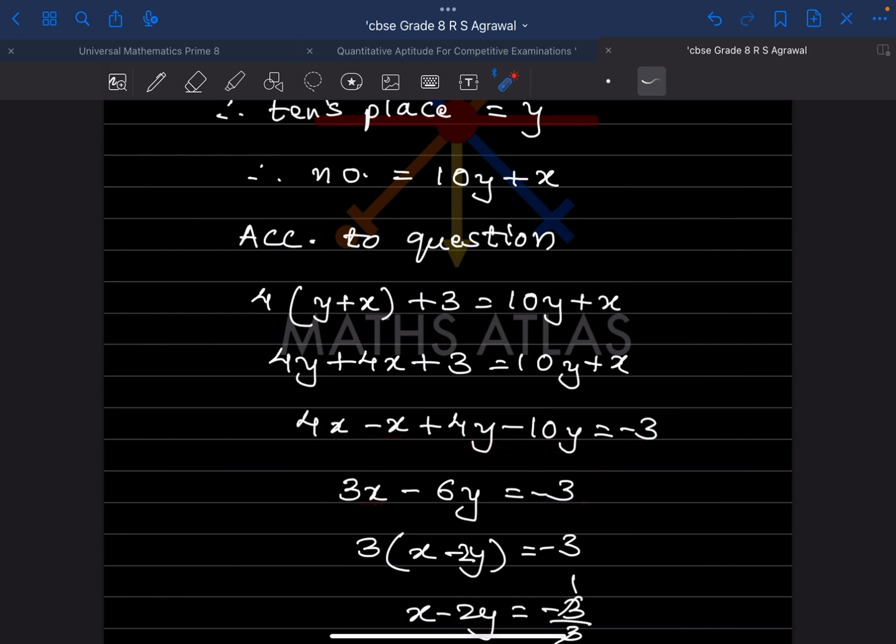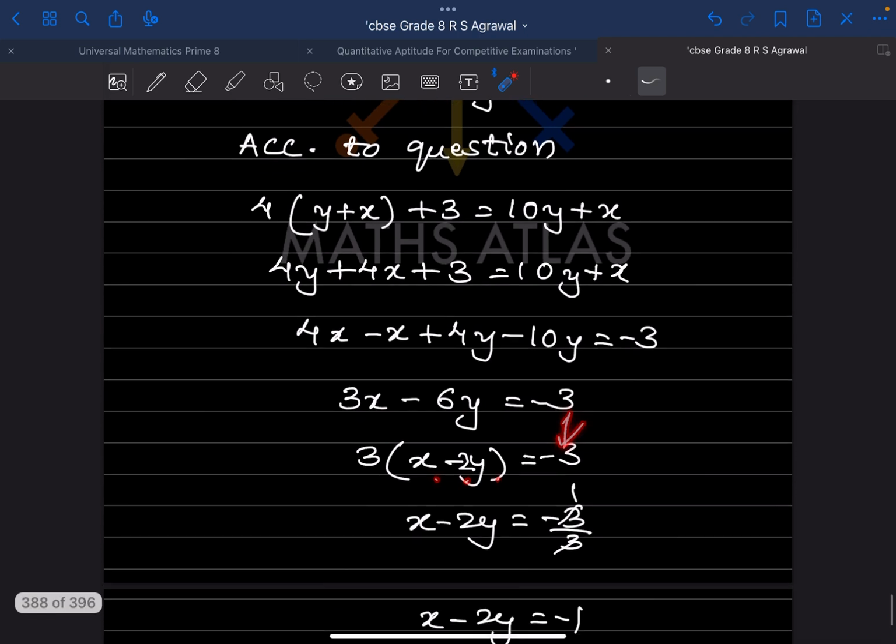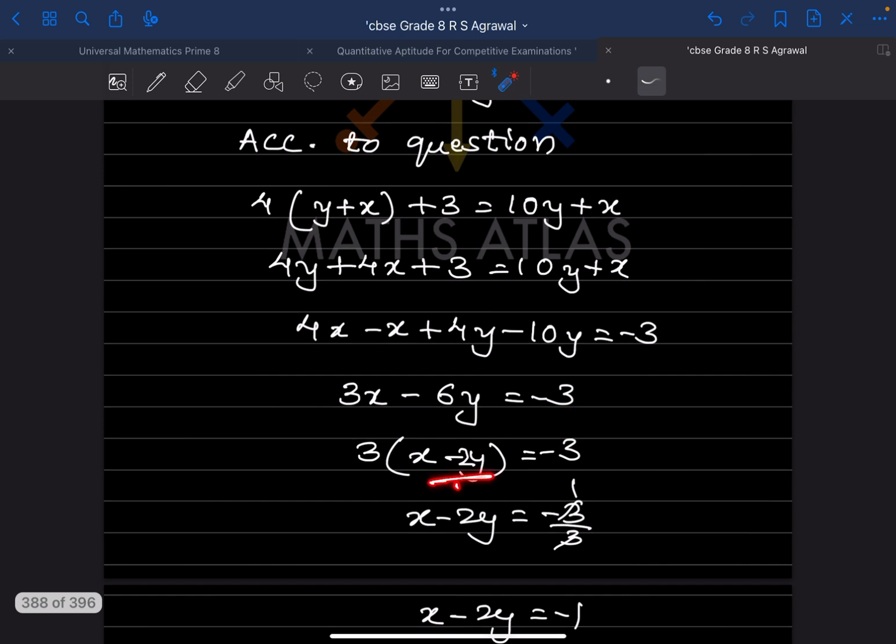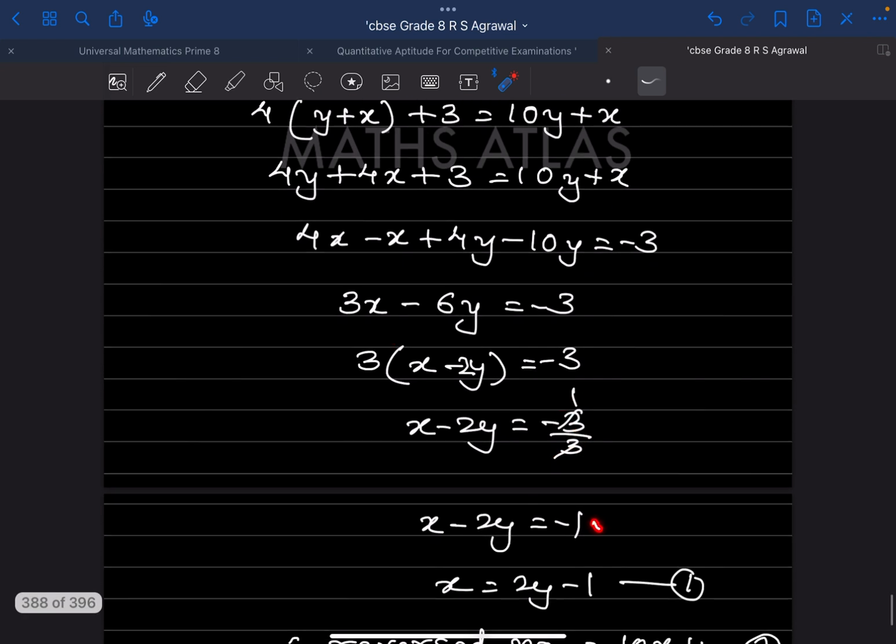So 3 into this, when you solve this one, when you take 3 common, what remains in the bracket is x minus 2y. That is going to be minus 3. So this is going to be 3 times x minus 2y is minus 3, divided by 3, that is going to be minus 1. So x minus 2y is equal to minus 1. So x is going to be what? If you take this on this side, that is going to be 2y minus 1. So this is equation number 1.